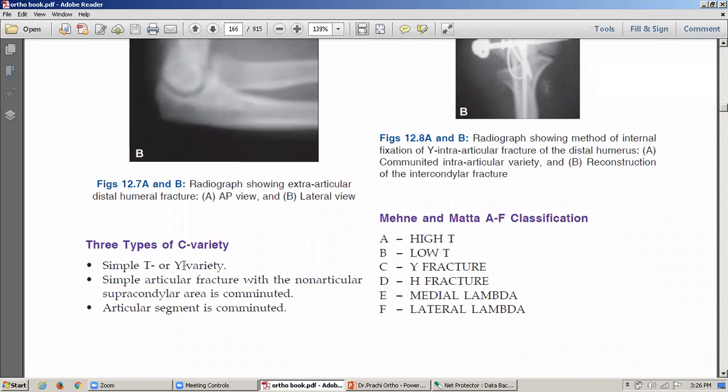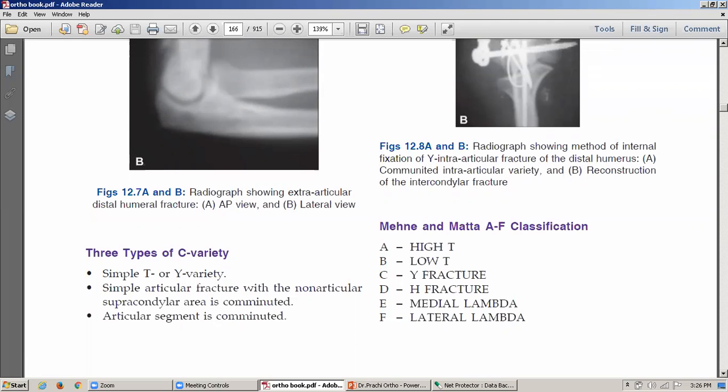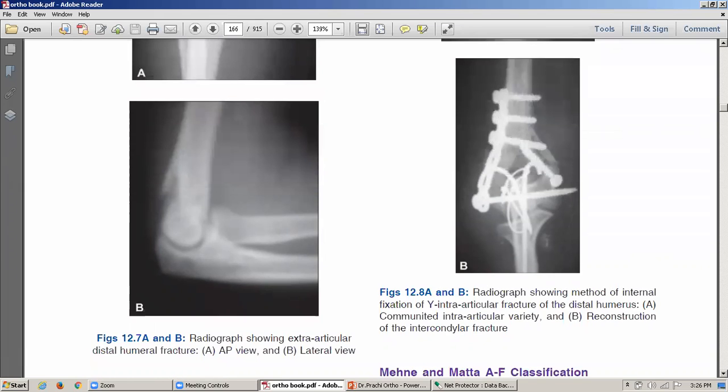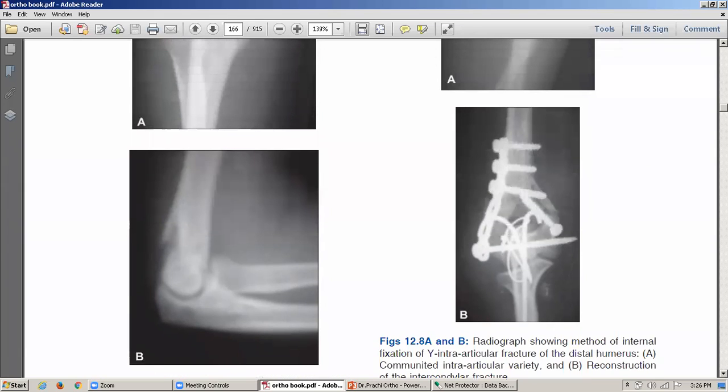Then three types of the C variety, that is the T or Y variety. Simple articular fracture with the non-articular supracondylar area is comminuted, and the articular segment is comminuted. So in this, the X-ray shows the method of internal fixation of Y intra-articular fracture of the distal humerus.